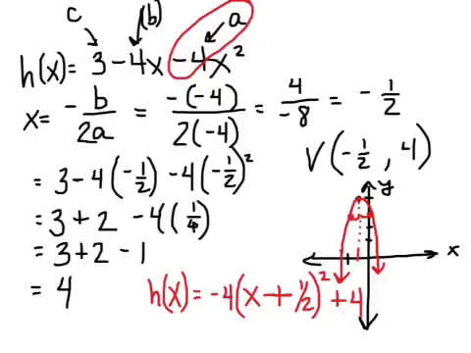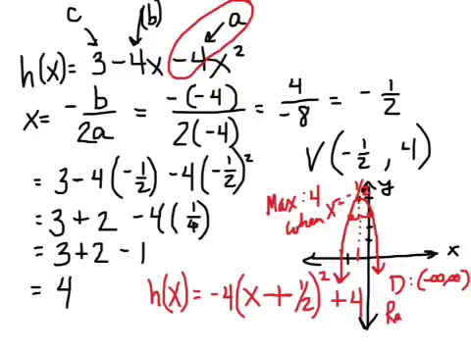I sketched the graph. If it asks you for the minimum or maximum value, this would be a maximum at 4 when x is negative 1/2. Me personally, I just like it when people label the vertex on there. If they ask you for domain and range, domain, remember, for this is negative infinity to positive infinity. And the range this time is negative infinity up to 4, because it goes down. So that's the difference with that one.